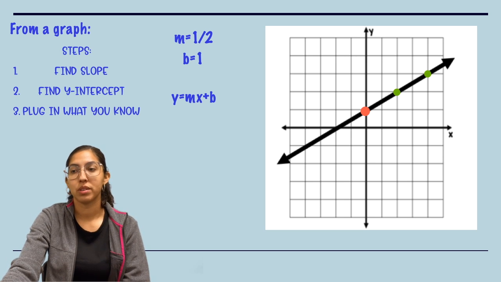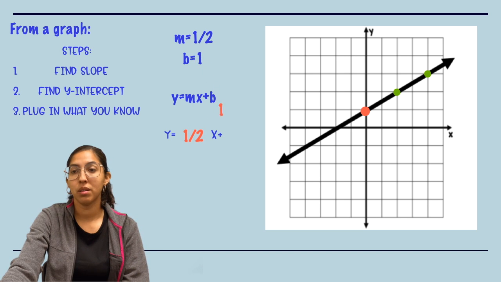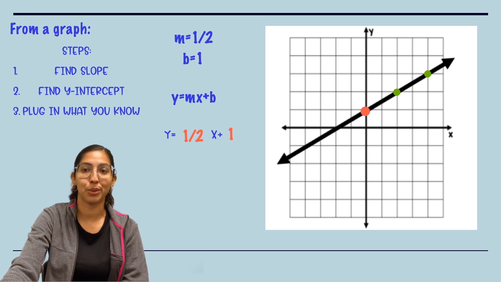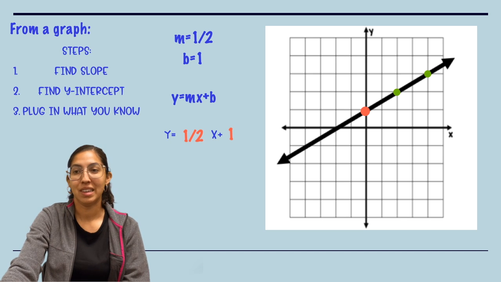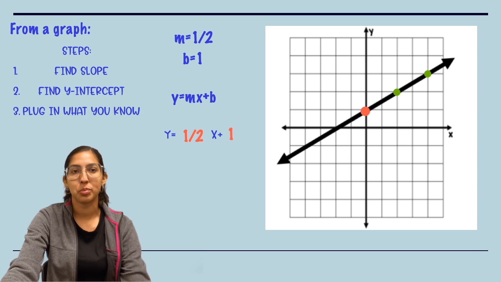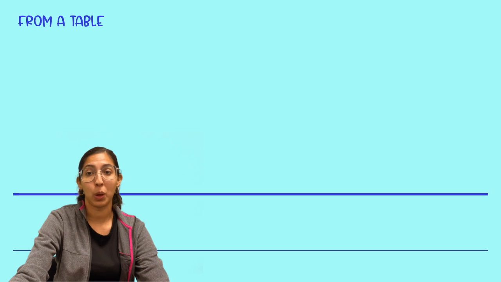So we have y equals mx plus b, y equals blank x plus blank. So we're going to take our 1/2, put it right next to x, take our 1, put it right next to the plus sign, and that's it. We have y equals 1/2 x plus 1. We have made an equation. That's all we do. So now from a table or 2 points, it's a little more difficult because we do have to plug in and actually solve for something, okay?